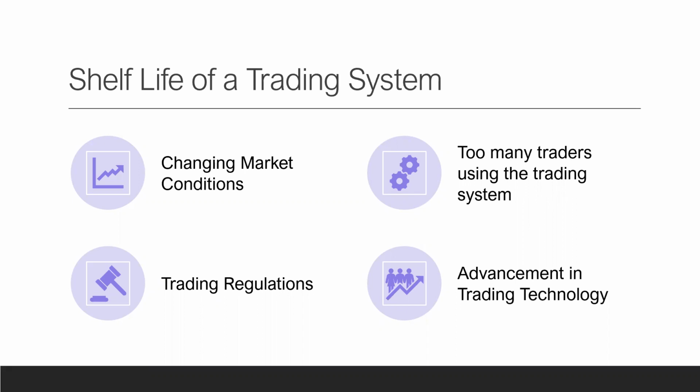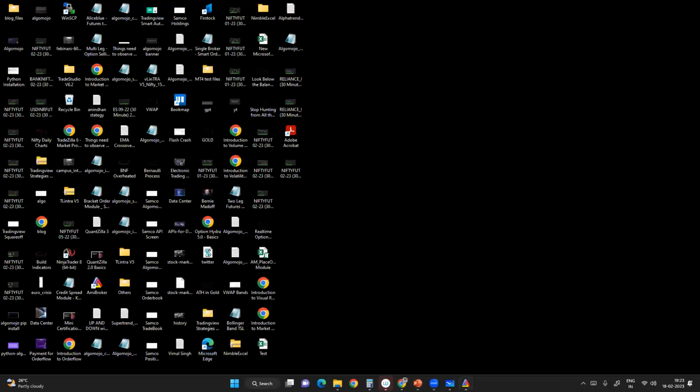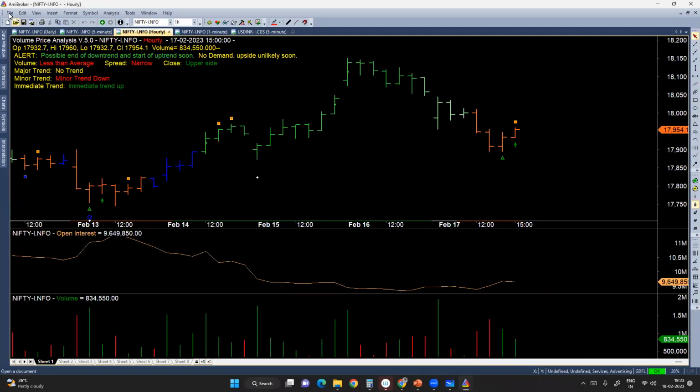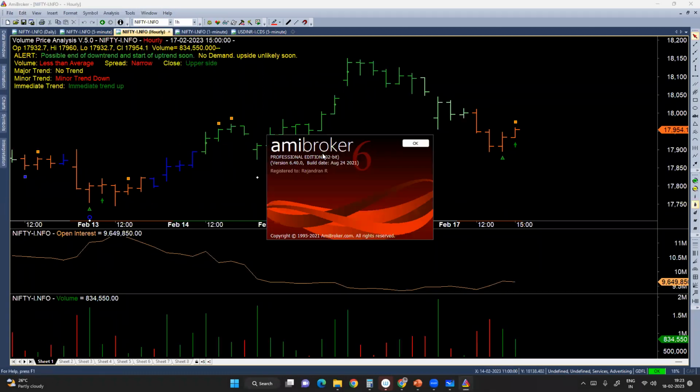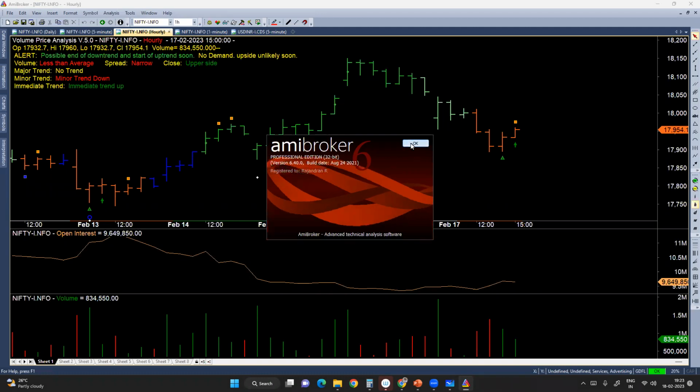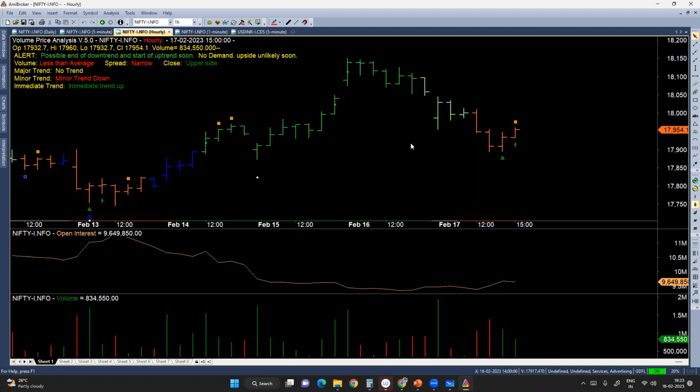Now let's quickly get into building a simple trading system. First things first, I'm going to pull up a simple chart. I'll go to File. In my case, I'm using Amibroker 6.4. However, you can also download the 6.0 version directly from the Amibroker portal and use it for lifetime. Amibroker is one of the fastest tools to backtest. If you ask me how fast, probably 100 years of data I can backtest within a couple of seconds. That's how powerful Amibroker is.